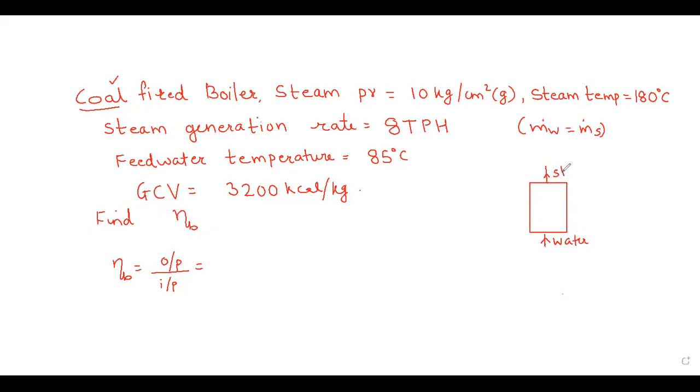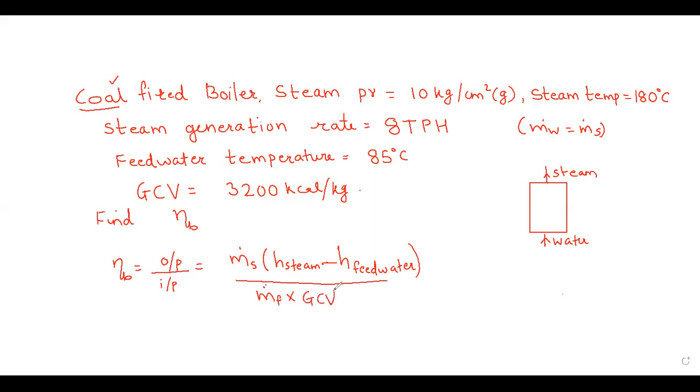Steam comes out of this boiler. So the output of the boiler is the steam generation rate, m dot s, times the enthalpy of steam minus the enthalpy of feed water. This is the thermal output of the boiler, and the input is the fuel consumption rate of the boiler, in this case the coal consumption rate, times its gross calorific value.